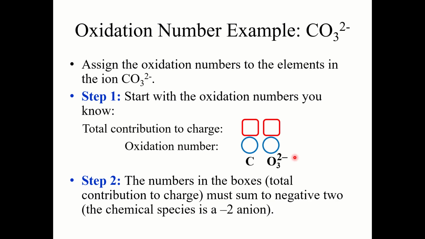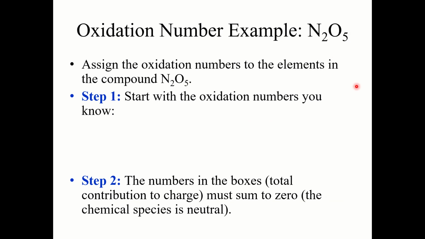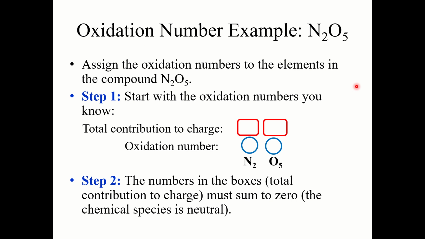All right, let's look at carbonate, CO3 2-. Again, oxygen is -2. We've got 3 of them, so this is -6. So whatever this number is, this number plus this number must sum to -2, since that's the charge on the ion. So here, carbon is +4. Okay, I'm going to jump through this example. Oxygen -2. There are 5 of them, -10. So the total charge contribution is +10, which makes nitrogen +5.